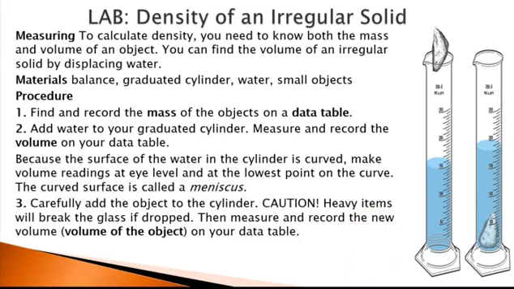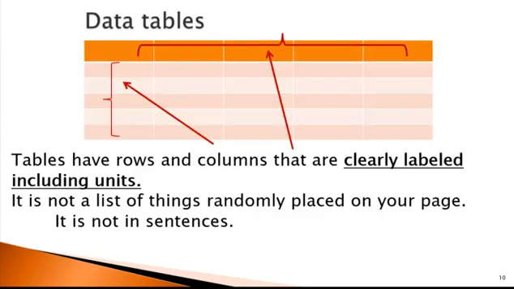So you're going to go ahead and collect your data. Make sure you're making a data table. Data tables have rows and columns that are clearly labeled. Be sure to include the units on your data table. A data table is not a random list of stuff all over your page with densities listed out randomly and masses here and volumes there with no units on them. Those are disorganized data tables. All right, so be sure that your data table is indeed a data table.